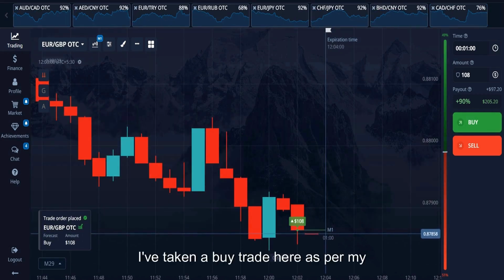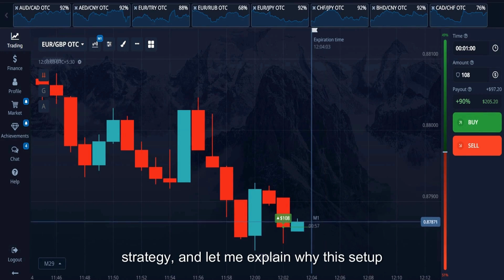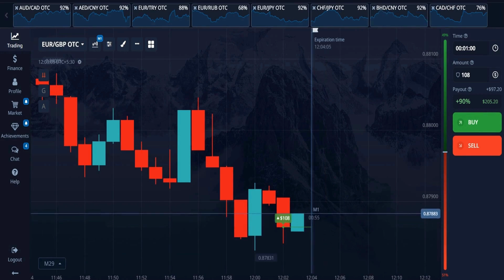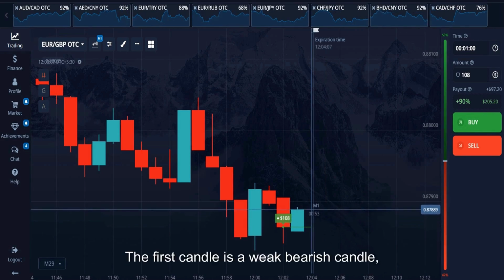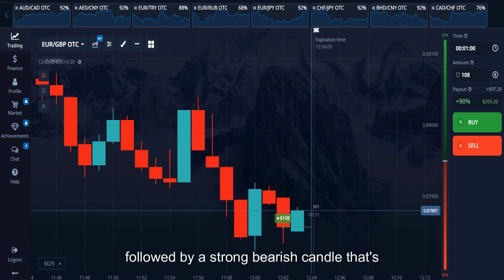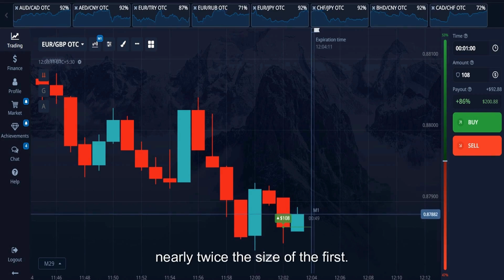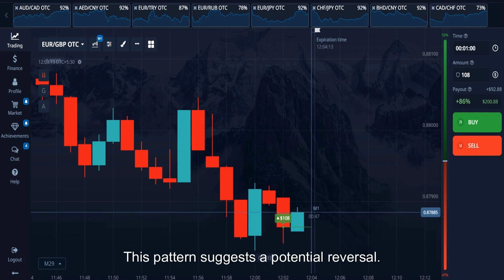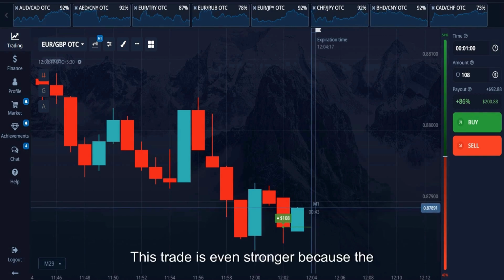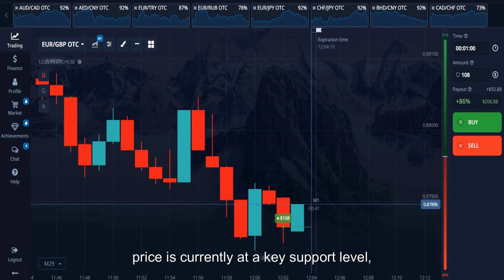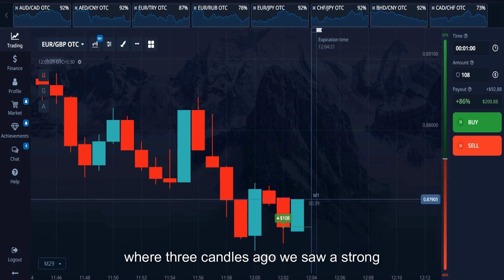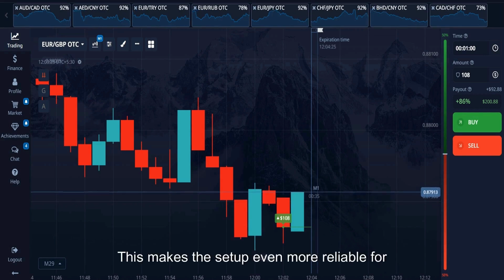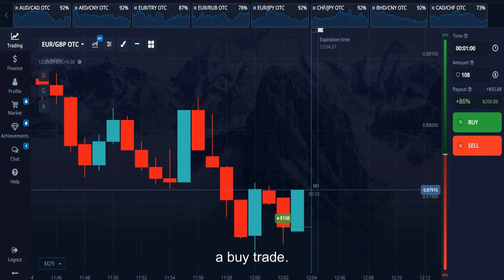The market reversed briefly, and we captured that move. I've taken a buy trade here as per my strategy, and let me explain why this setup is so promising. The first candle is a weak bearish candle, followed by a strong bearish candle that's nearly twice the size of the first. This pattern suggests a potential reversal. But here's the exciting part. This trade is even stronger because the price is currently at a key support level, where 3 candles ago, we saw a strong bullish candle. This makes the setup even more reliable for a buy trade.